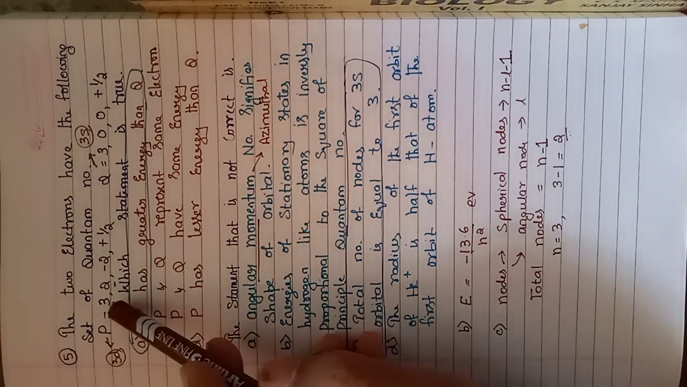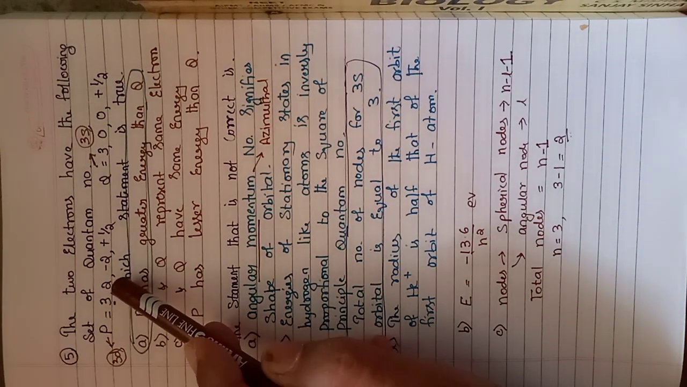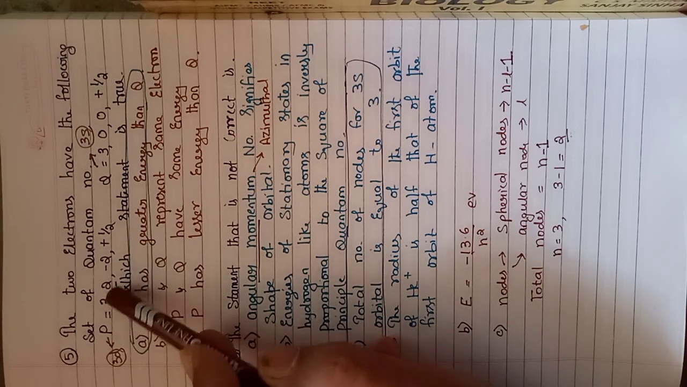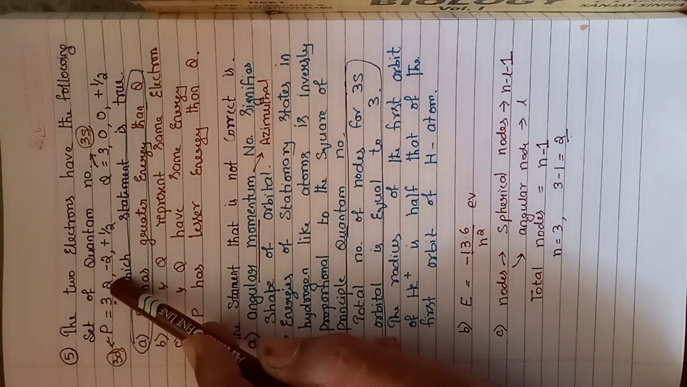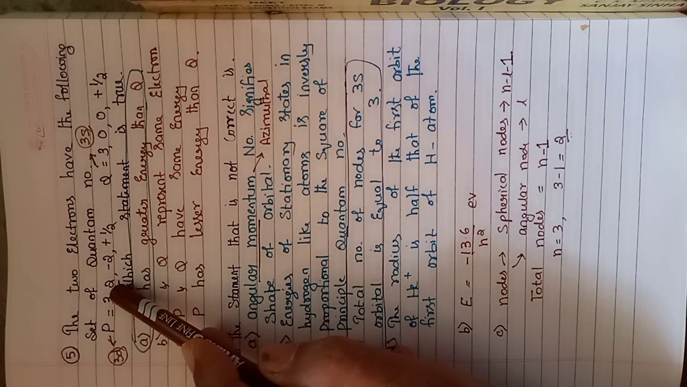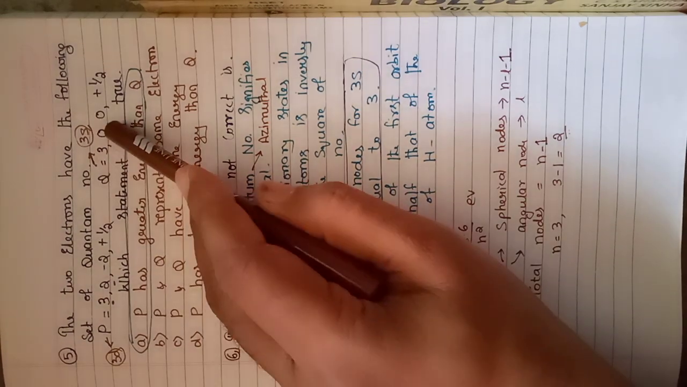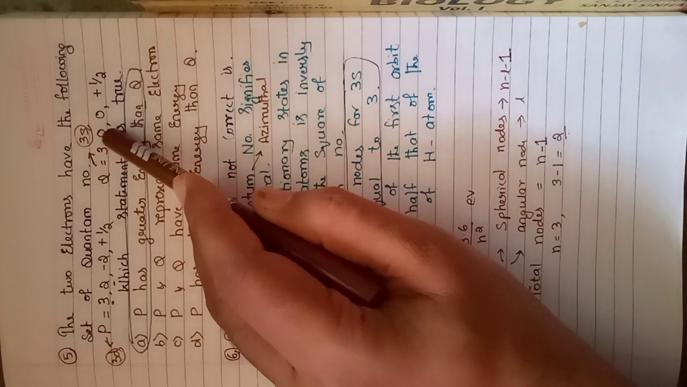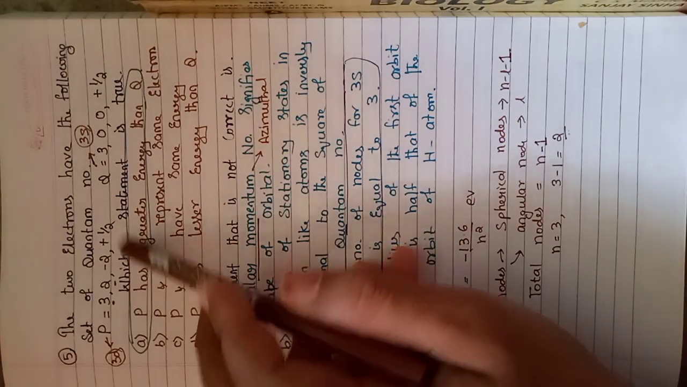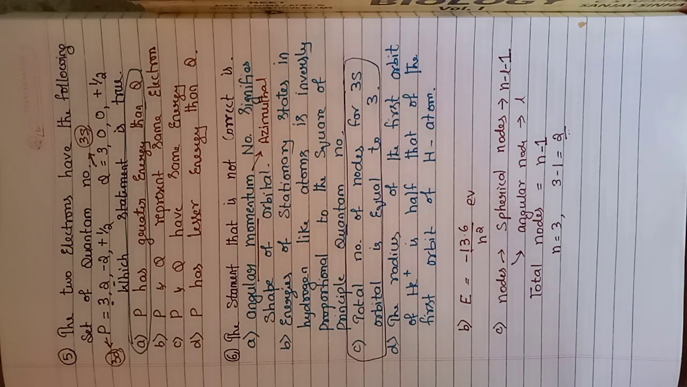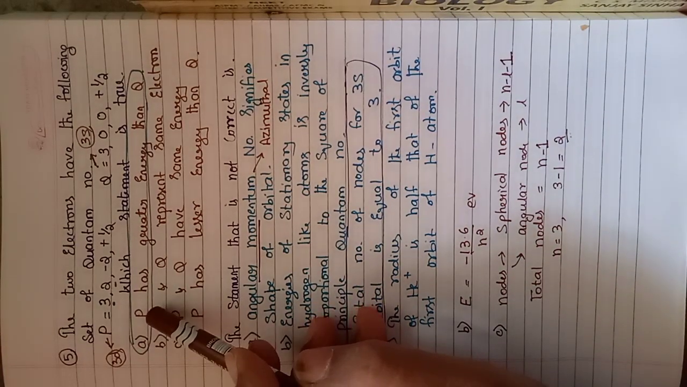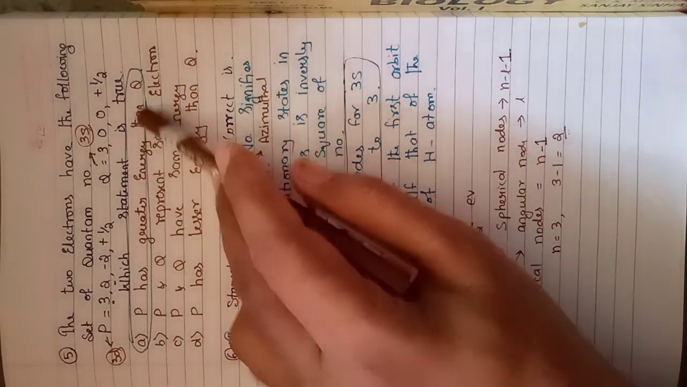So if we take the principal and azimuthal quantum numbers 3, 2, then it is 3d. If the azimuthal quantum number value is 2, we know it is a d orbital. Here 3, 0 means 3s, 0 for s orbital. So which statement is true? The correct option here is that p has greater energy than q.